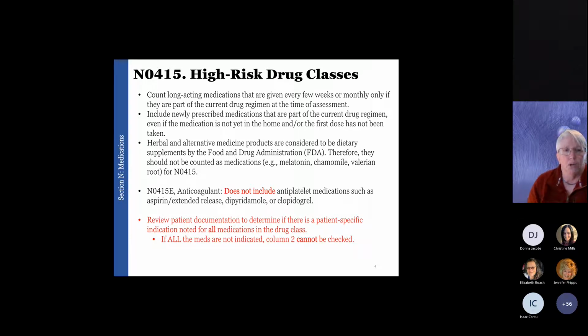Herbal and alternative med products are considered to be dietary supplements by the FDA, so they're not counted as medications. So even though someone might get stoned out taking something, no, it is not an opiate. All right. N0415E, the anticoagulant, this does not include antiplatelet meds such as aspirin or extended release dipyridamole, or clopidogrel. You want to review the patient documentation to determine if there's a patient-specific indication noted for all meds in the drug class.